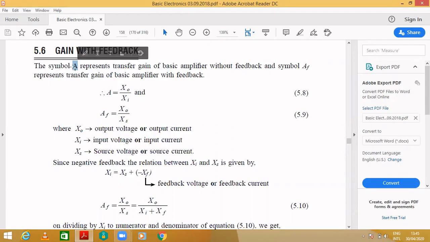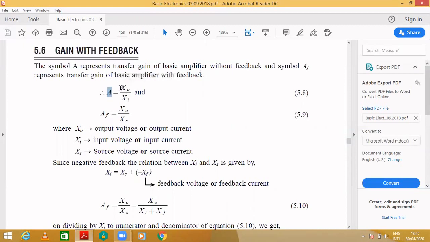Just A is nothing but the gain without any feedback. I'm not writing any F as a lower subscript. Next is AF, so you can observe the lower subscript. I'm writing F, which means it represents the gain of a basic amplifier with feedback. So gain A is without feedback. The gain, as you already know, will be output by input.